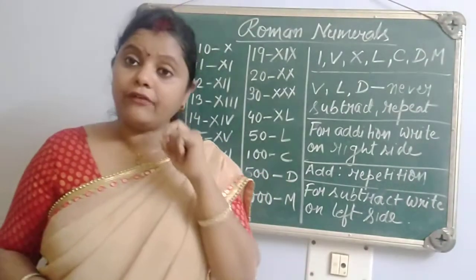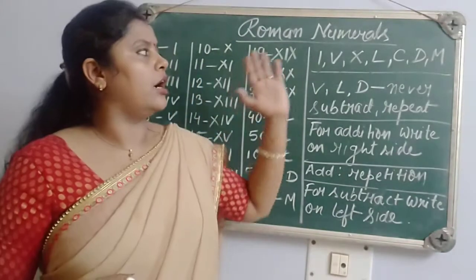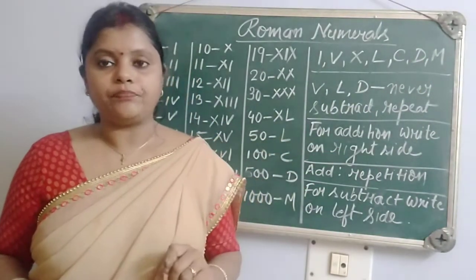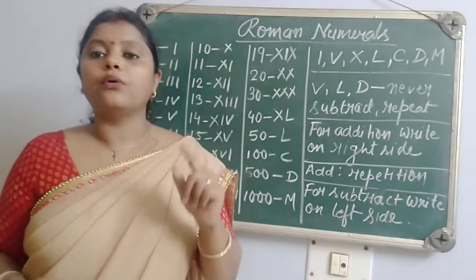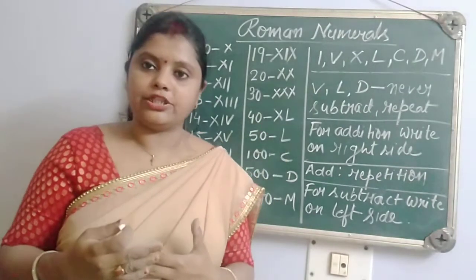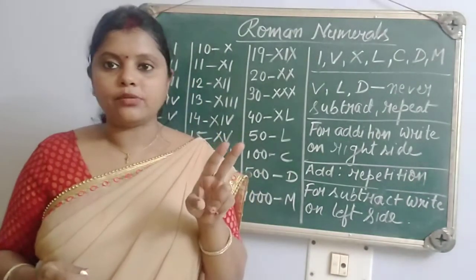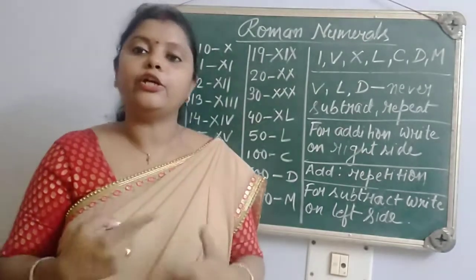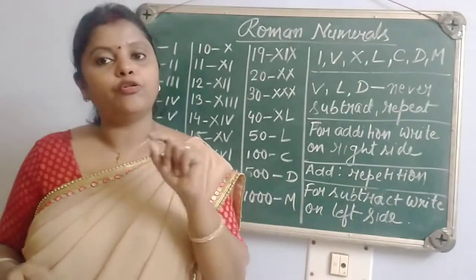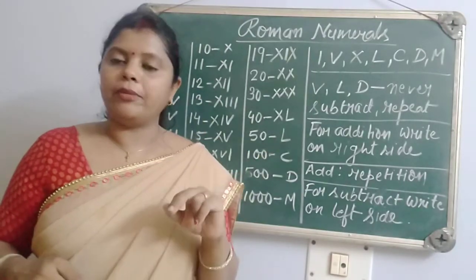First of all, we have to understand the rules, how we are going to write 2, 3 or any other number which is not mentioned here. So for that, we will use the rules. First rule: we repeat the symbols to do addition. Like for 2, we need 1 plus 1. So we require 2 times 1. If I repeat 1 two times, it automatically becomes 2. So 1 plus 1 makes 2. In Roman numerals, addition means repetition.